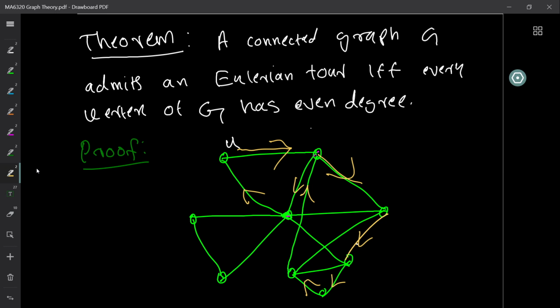But now the thing is that this may not cover all the edges, right? I may be able to come back to this vertex, but it may not cover all the edges. So now, how do you make sure that we cover all the edges?